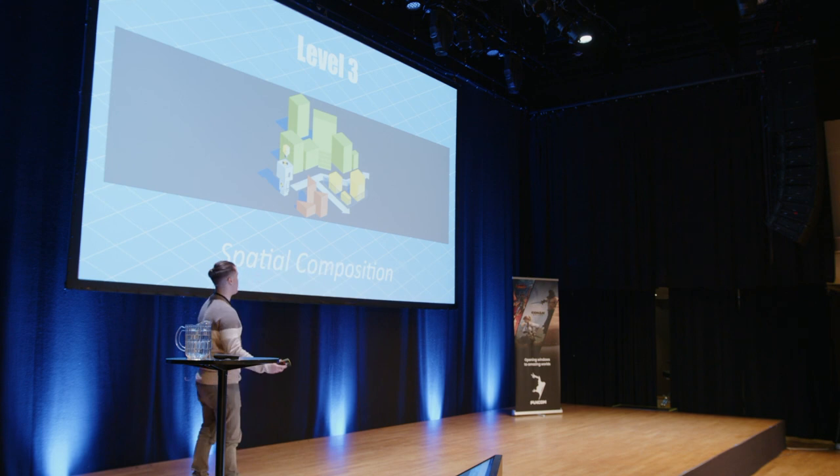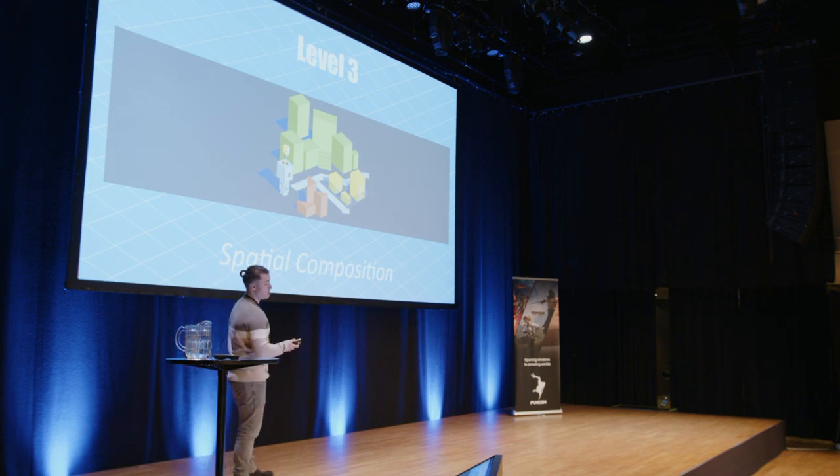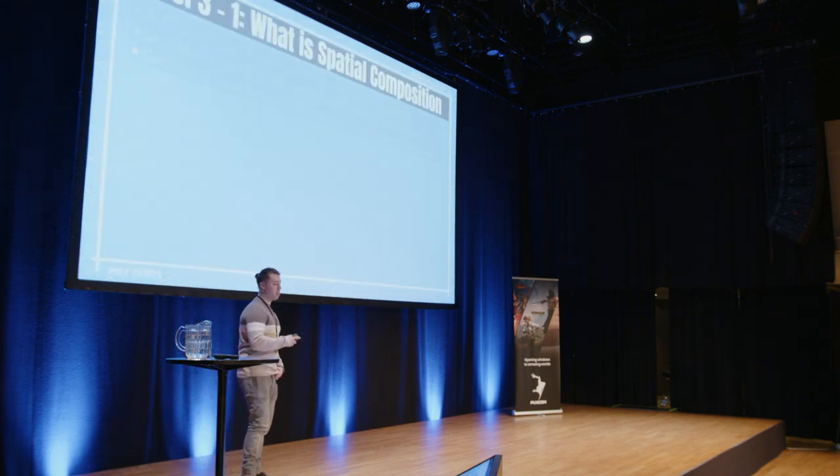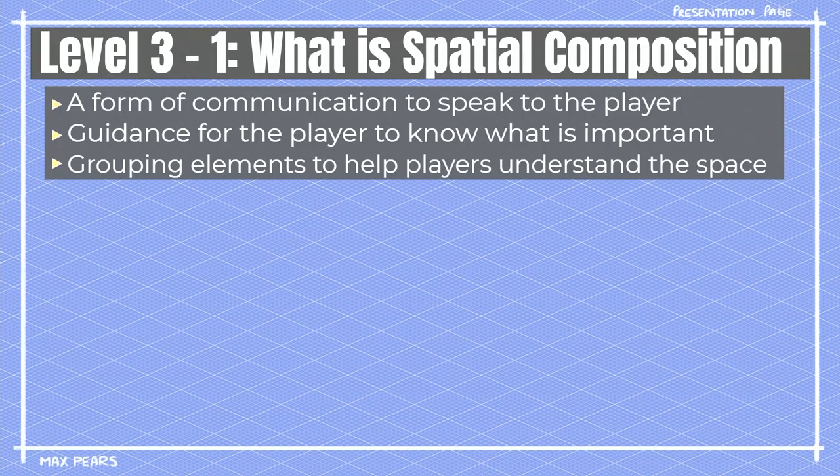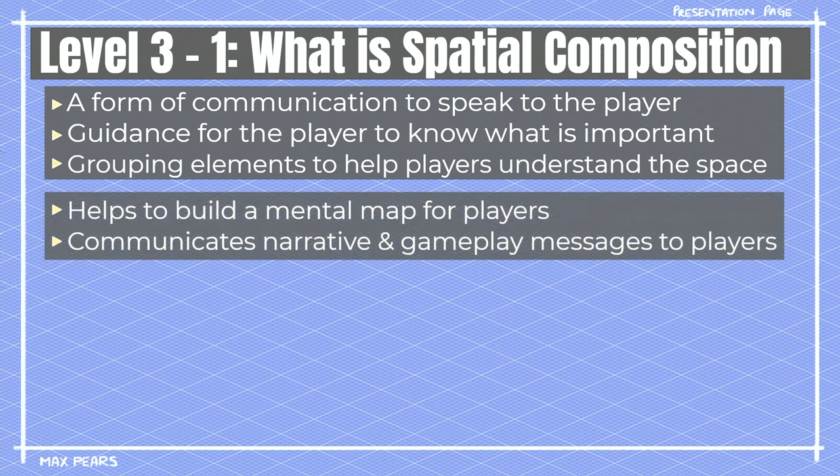So now let's get on to the actual meat of this topic, spatial composition and what it is. So spatial composition is a form of communicating with the player. It does this very much subconsciously, allows us to guide and show the player the vital information, where it is they need to go, and how to best approach the situation. By grouping elements which are similar together, it again makes the space a lot more readable and digestible. And it helps to build that of a mental map.